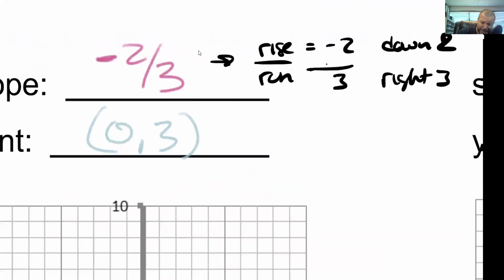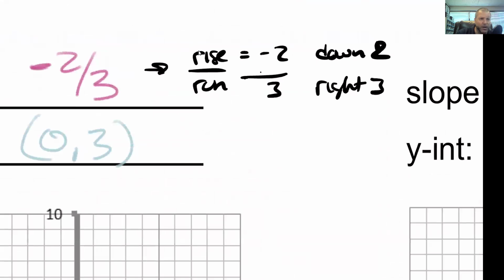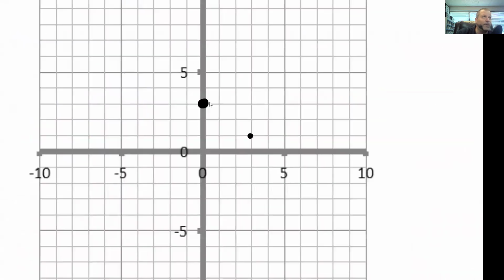Alternatively, we could think of this a little bit of a different way. Suppose I want to think of negative 2/3 as 2 over negative 3, still equal to negative 2/3. In this situation, we're going up 2, and now we're not running right 3, we're running negative 3, we're going left 3. So from any of these points, if we went up 2 and then left 3, we're going to get to this point right there.